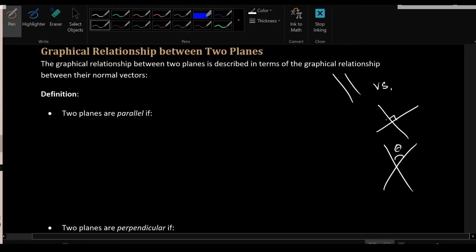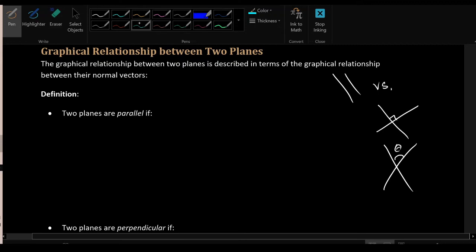Similarly, we have some language to describe the relationship between two planes. Two planes are parallel if, roughly speaking, they are oriented or slanted in the same direction in three-dimensional space.